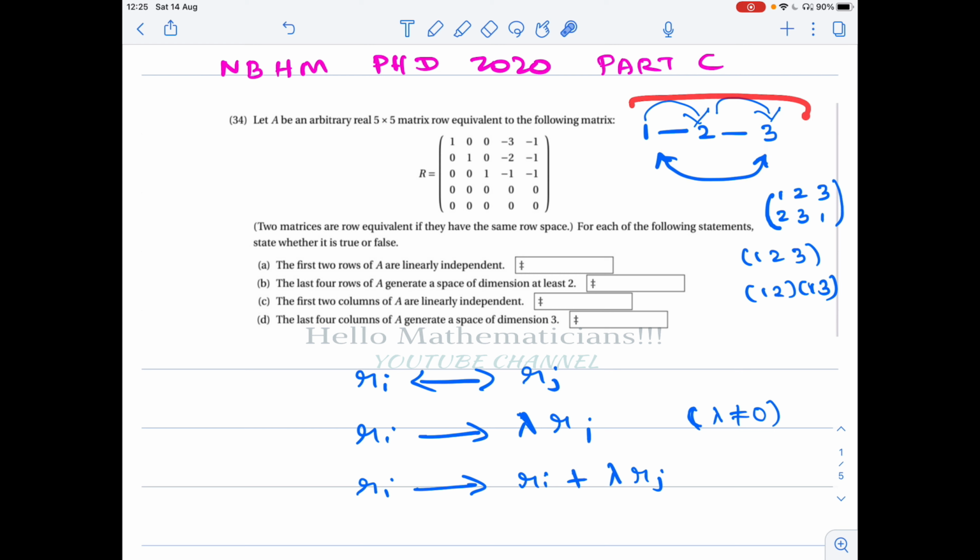I want to do this permutation of rows. Then this corresponds to this permutation: 1 goes to 2, 2 goes to 3, 3 goes to 1. If you write this permutation as a product of transpositions, this is a 3-cycle (1 2 3). So if you write it as a product of transpositions, you get (1 2)(1 3).